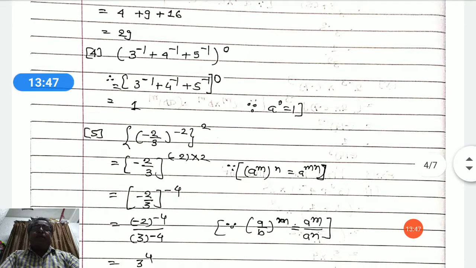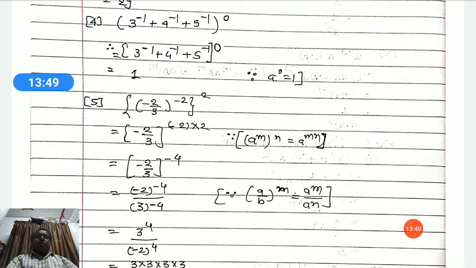Now fourth example, 3 raised to minus 1 plus 4 raised to minus 1 plus 5 raised to minus 1, bracket over raised to 0, is equal to 3 raised to minus 1 plus 4 raised to minus 1 plus 5 raised to minus 1, bracket over raised to 0, is equal to 1, because any exponent a raised to 0 is equal to 1.